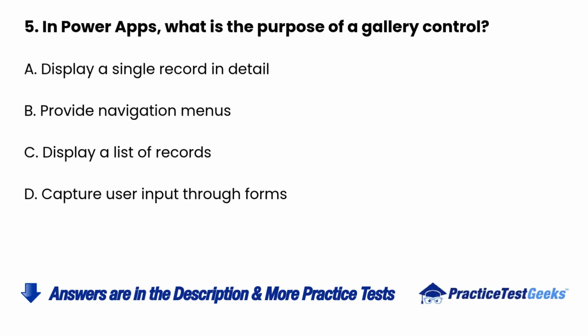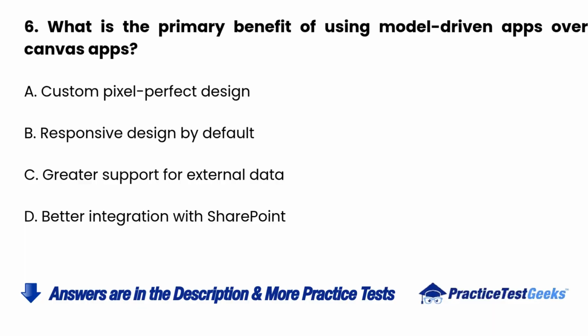5. In Power Apps, what is the purpose of a gallery control? A. Display a single record in detail. B. Provide navigation menus. C. Display a list of records. D. Capture user input through forms. 6. What is the primary benefit of using model-driven apps over Canvas apps? A. Custom pixel-perfect design. B. Responsive design by default. C. Greater support for external data. D. Better integration with SharePoint.